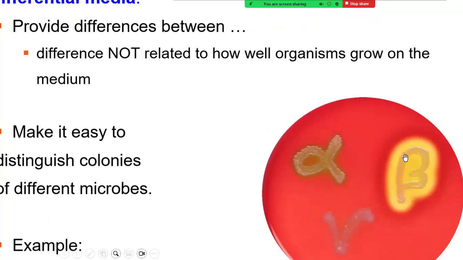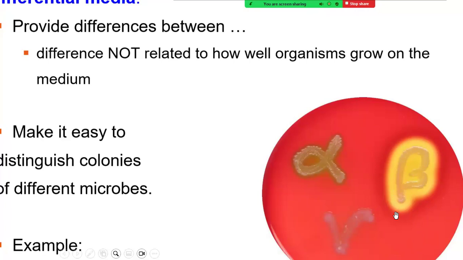Now, here we have in the white, the beta, the bacteria. And around the beta, we have a clear zone inside the beta as well. That clearing is from the full hemolysis of the red blood cells. So here we have the red blood cells and they're red up until here. And then we have a darkened ring.